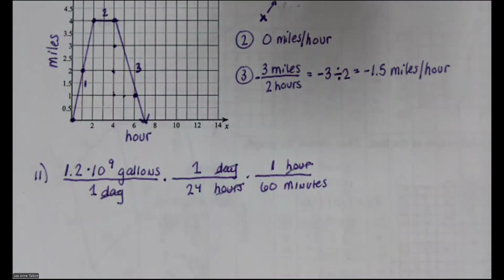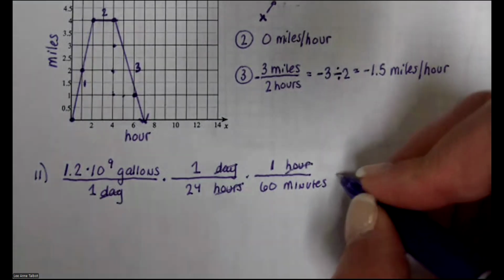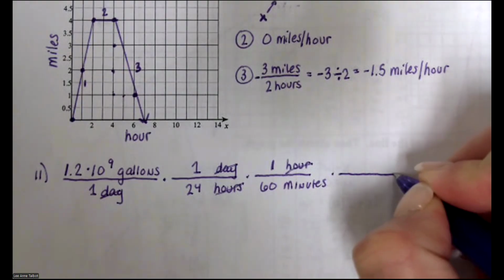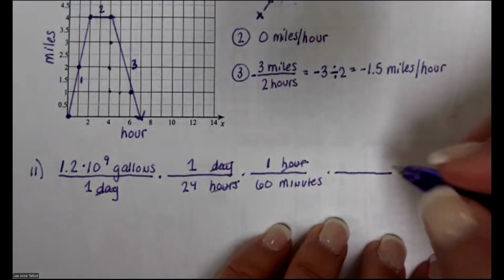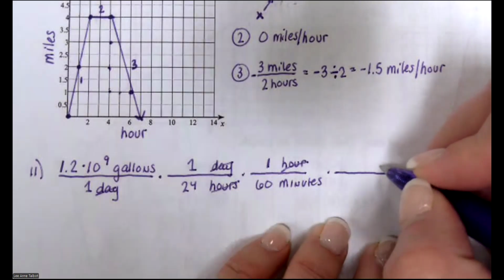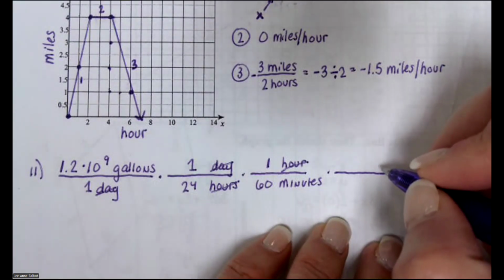What units am I in right now? Gallons per minute. Is that what it asked for? No, it wants gallons per second. How many seconds are in a minute? 60. Minutes on the top or bottom?